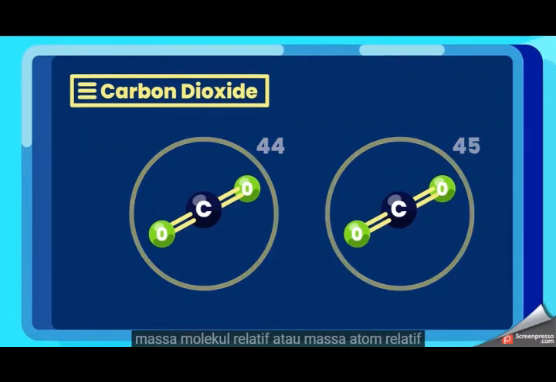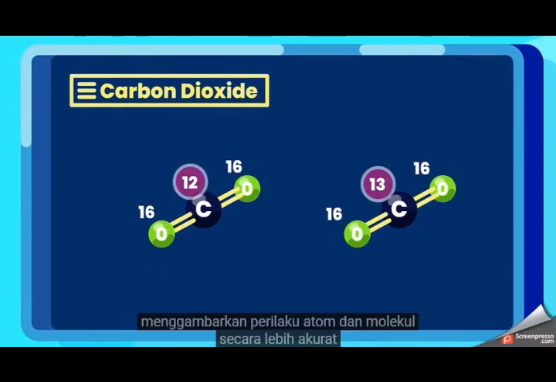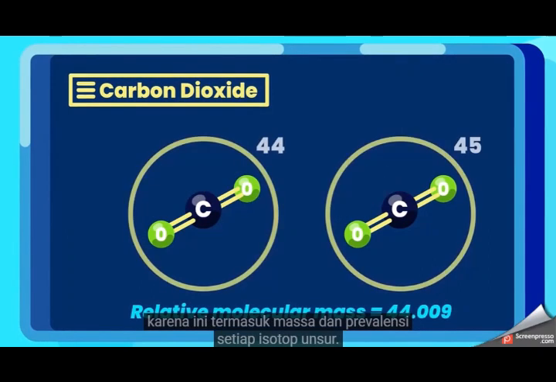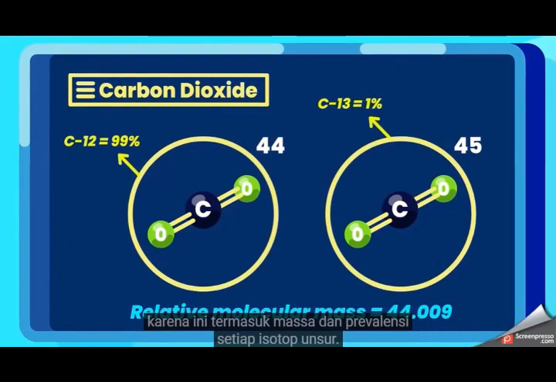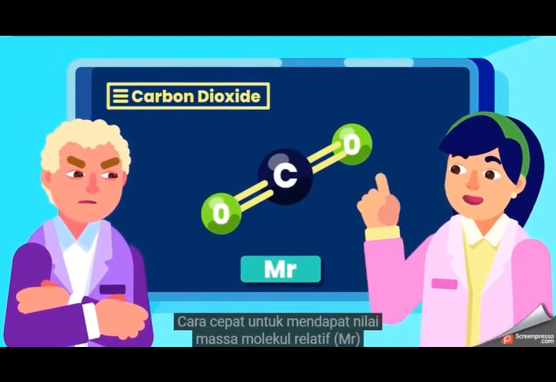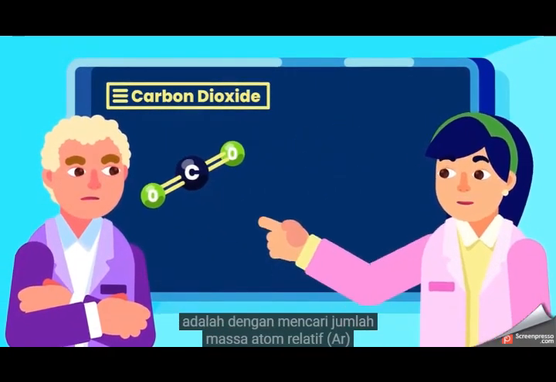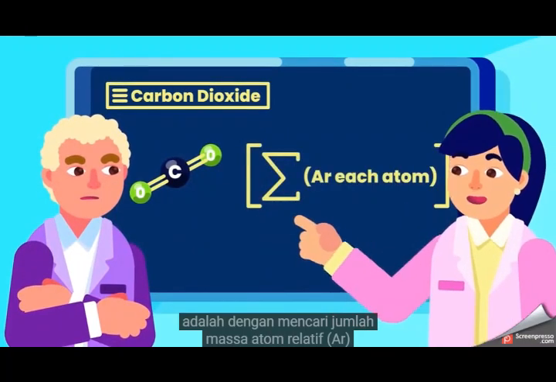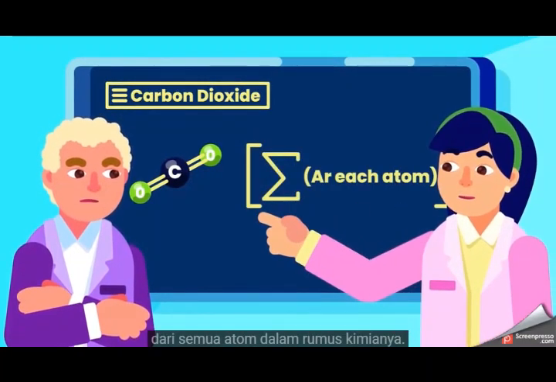But, unlike the actual mass, the relative molecular or atomic mass reflects the behavior of the atoms and molecules more accurately, because it includes the mass and prevalence of each isotope of the element. The quick way to obtain the value of relative molecular mass, or MR, is by finding the sum of the relative atomic masses, or AR, of all the atoms in its chemical formula.